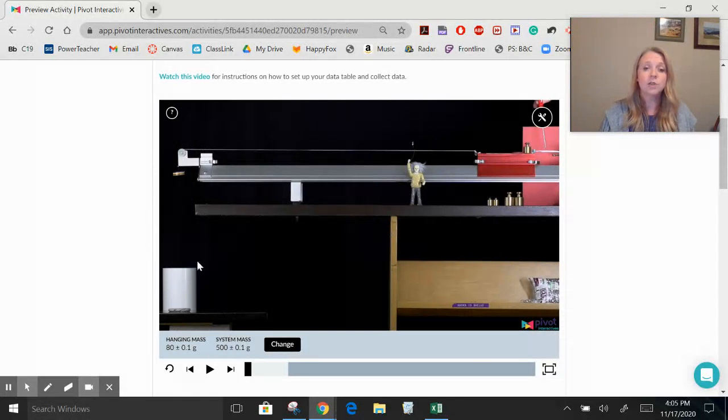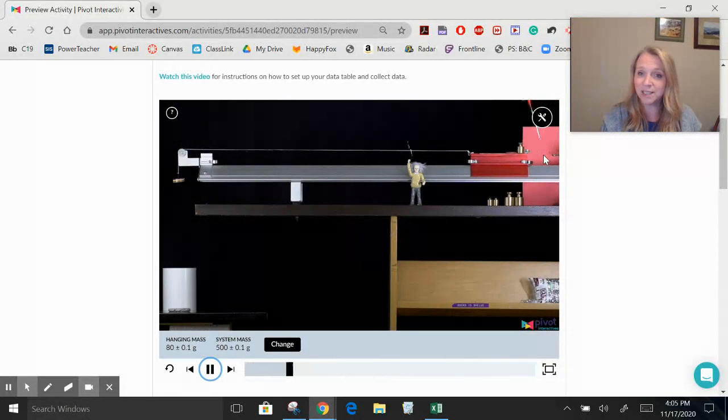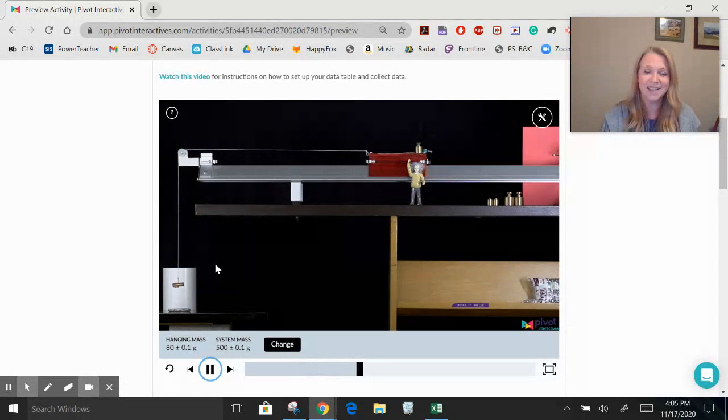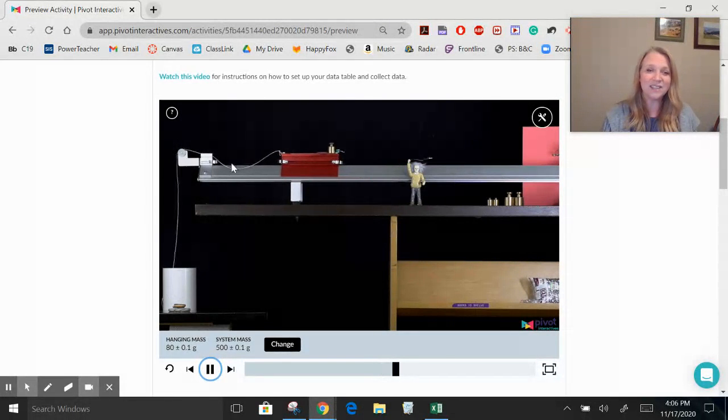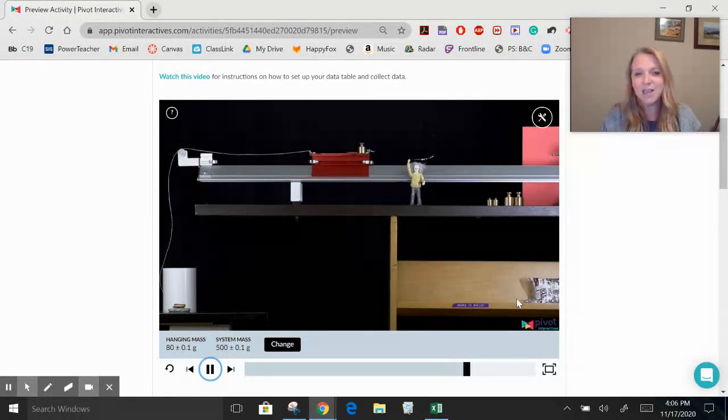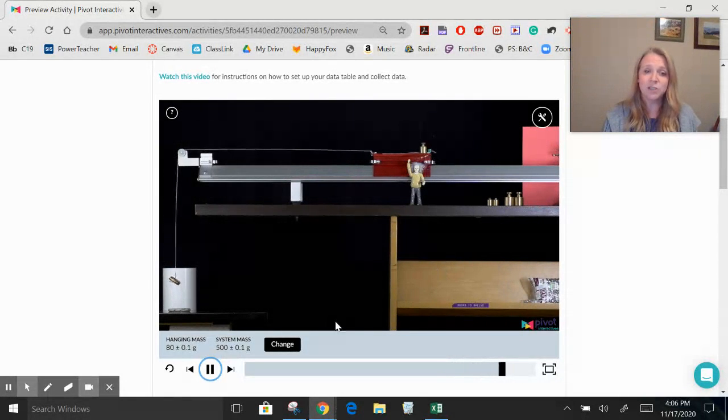Okay, so when I push play, you can see it go, and I have the person cut the string and the cart starts to move. So it starts to accelerate. All right, and you can see then all of a sudden it hits the edge of the pulley here and bounces back. Okay? So we are interested in just that first part of the motion.